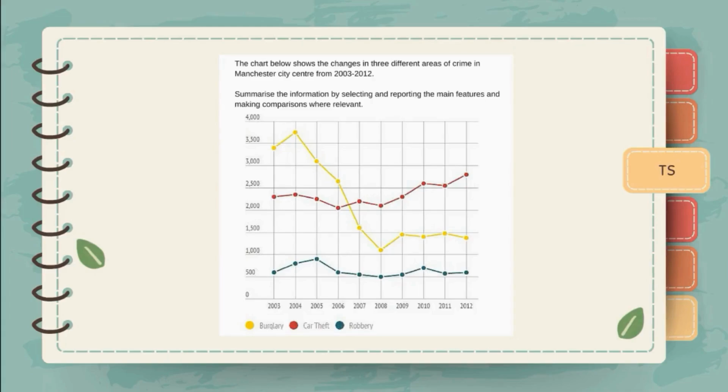Now, in the instructions, it is clearly stated that you have to focus on the main trends, main changes, major fluctuations that you notice, as well as you have to make comparisons between the 3 aspects that you are given. In this case, it would be burglary, car theft, and robbery. You have to compare one to another and write relevant information, how these aspects change in relevancy to one another, as well as how they change over a certain period of time, which in this case would be 2003 to 2012.